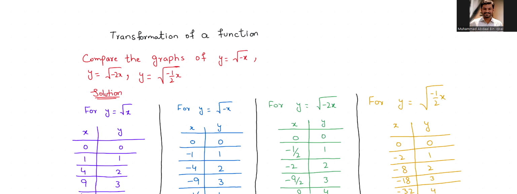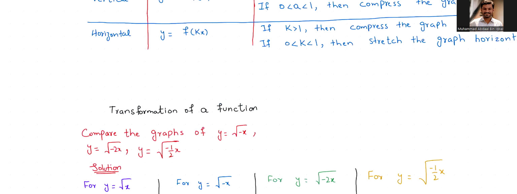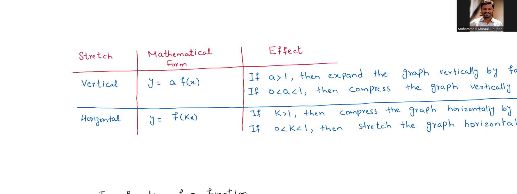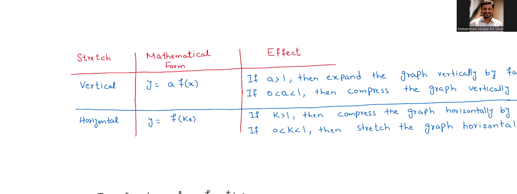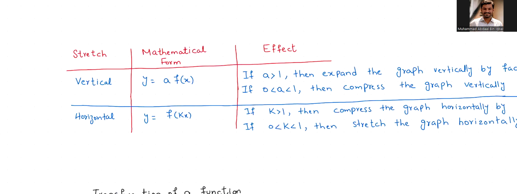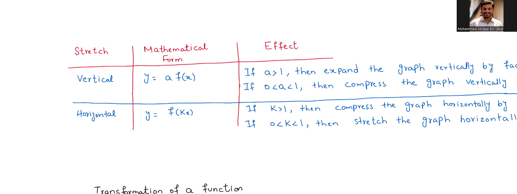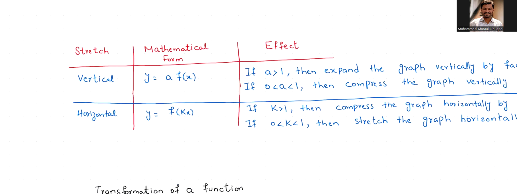Before we go to the solution of this question, we are going to discuss some basic properties. If we have vertical translation and horizontal translation, how do we know where we apply the vertical translation and where we apply the horizontal translation? In mathematical form, vertical translation is written in the form y equals a f of x, meaning the constant is outside the function, not inside the function.